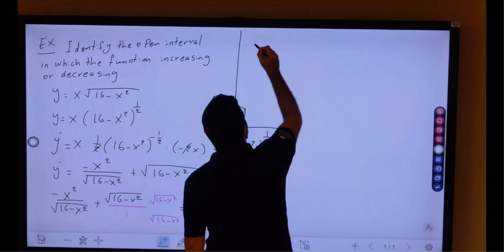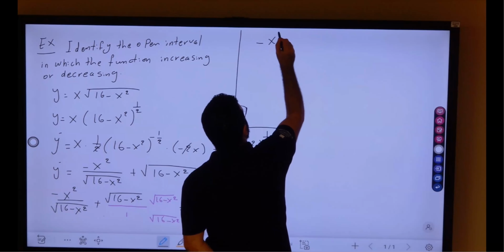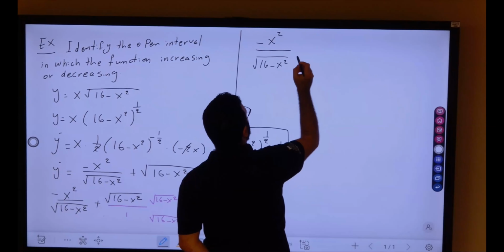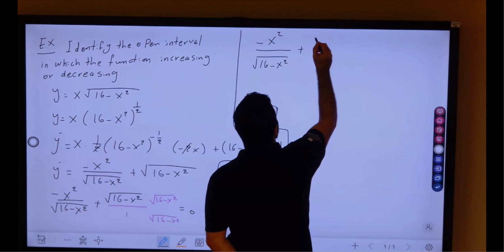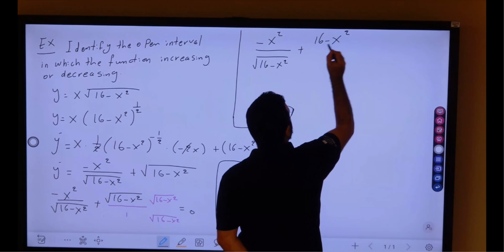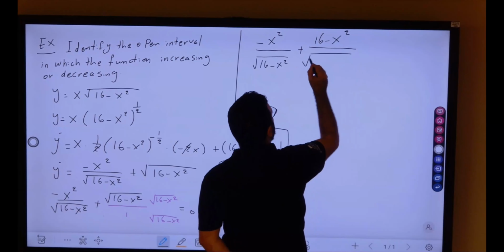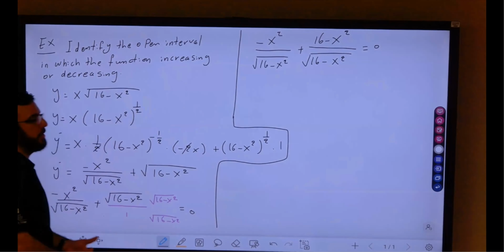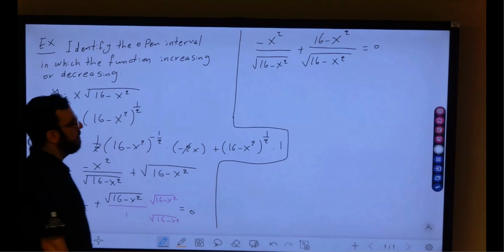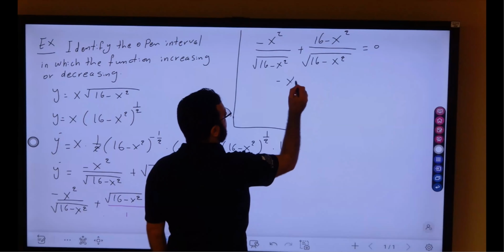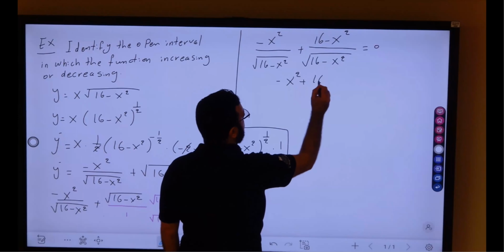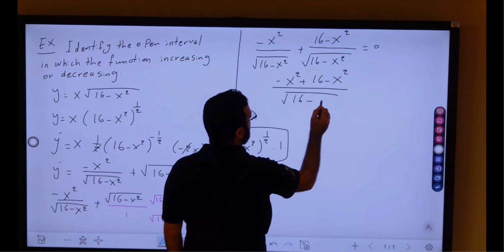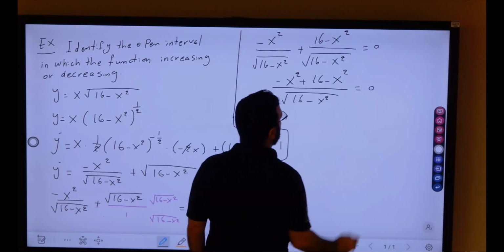What are we going to get here? Negative x squared over square root of 16 minus x squared plus 16 minus x squared divided by what? Equals 0. Now can I combine these together? I have the same denominator. It's going to be negative x squared plus 16 minus x squared divided by square root of 16 minus x squared equals 0.